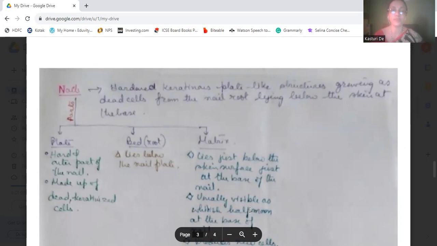When we cut our nails, do we feel any pain? No. Why? Because the cells are already dead. That's why we don't feel any pain while cutting our nails. But if by any chance the cut reaches the nail bed or nail root, then it will create pain.